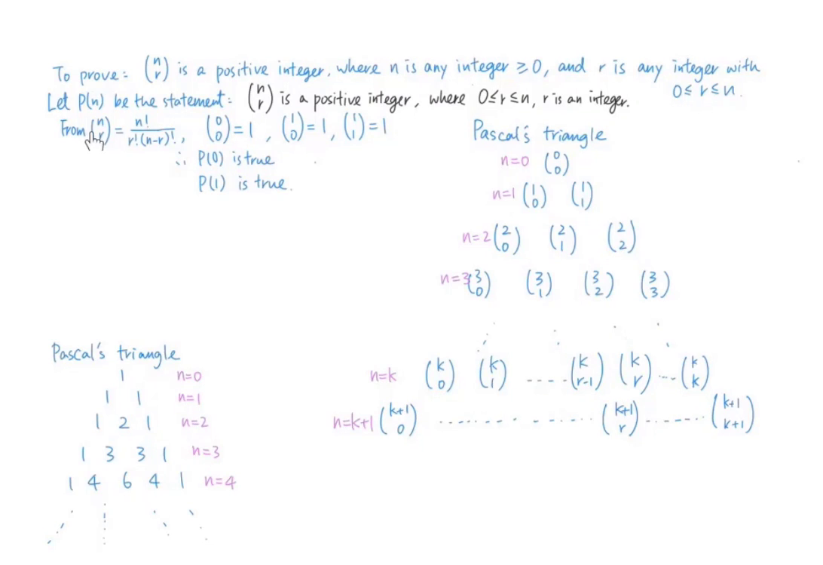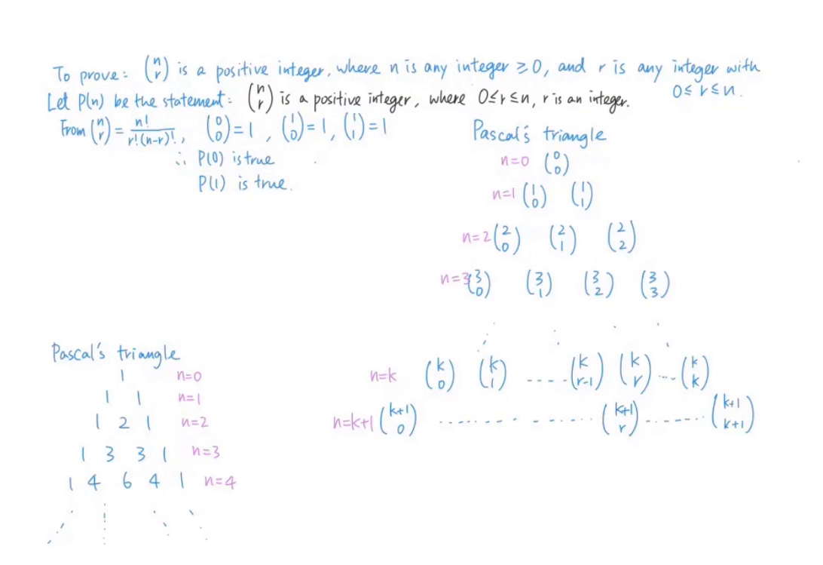Let us denote Pn to be the statement that the binomial coefficient n choose r is a positive integer, where r is an integer between 0 and n, including these two endpoints. So we want to prove that this statement Pn is true for all integers n greater than or equal to 0. We can check those numbers at the top of the Pascal's triangle first.